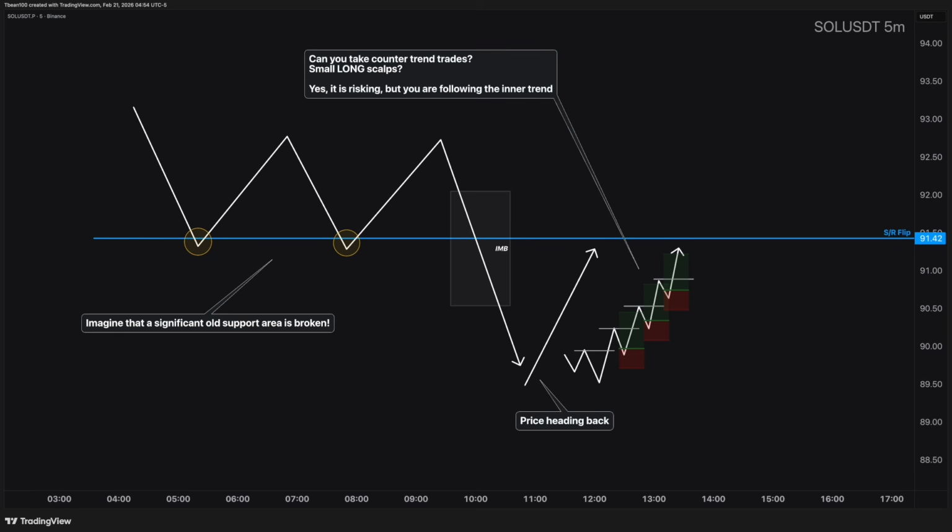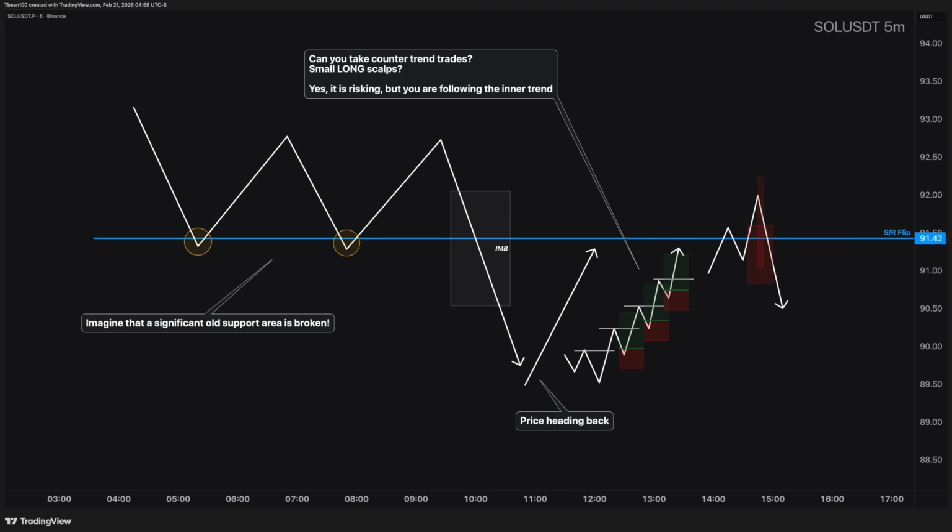What we are doing in this situation is trading a counter trend, basically looking for a small reversal using the inner bullish structure. Is it riskier than usual? Yes, it is, because you are trading against the main higher time frame here. But it can still be usable sometimes, especially if you don't see any other clean setup in the market.